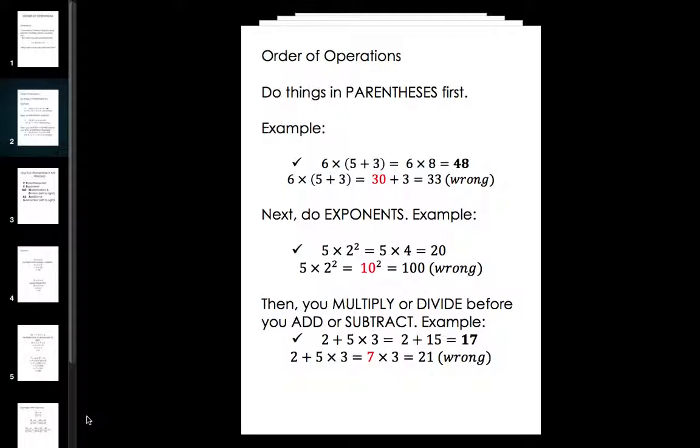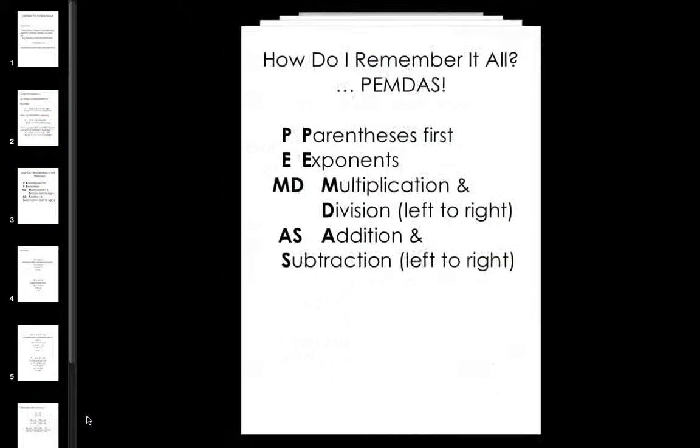Now you're probably wondering how you're supposed to remember all the steps in order. Well, there is an acronym called PEMDAS, and PEMDAS starts off with the parentheses first, as I told you before in the examples, then it goes to exponents, then multiplication and division, because when you look at a problem with multiplication and division, you go from left to right, and then it comes addition and subtraction, left to right.